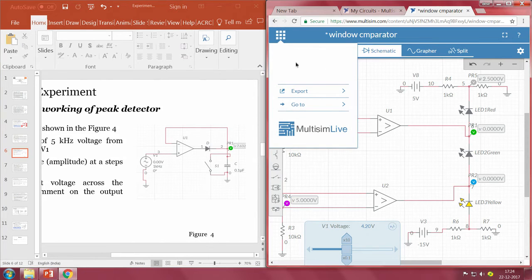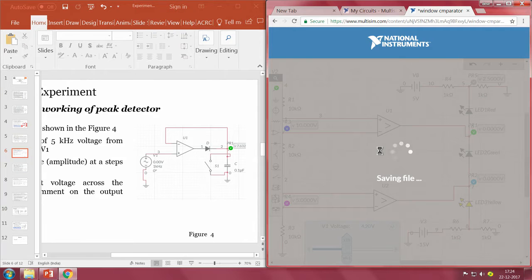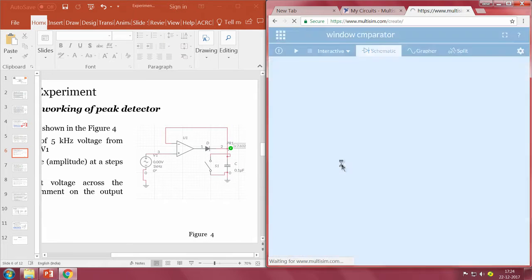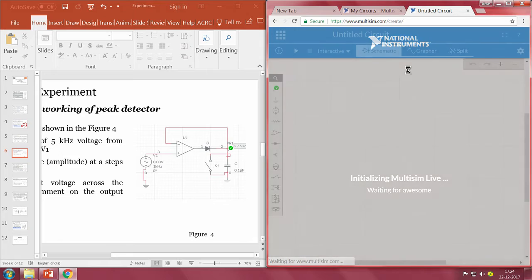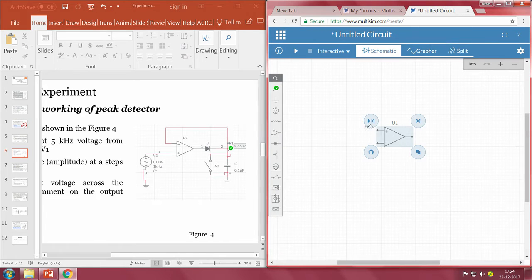what we are doing is creating a new file, and we are saving the old file, so that if you want to run the simulator again we can use the same circuit. So, we have created a new blank file, and then here we will again do the same thing, we will drag the operational amplifier or a comparator.